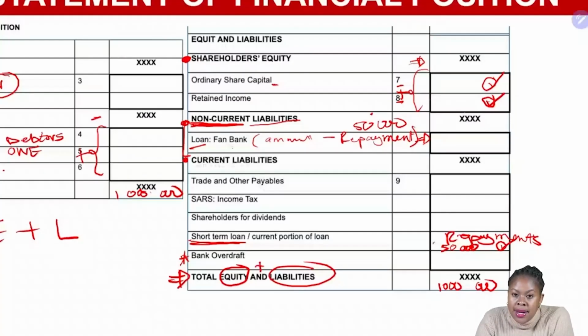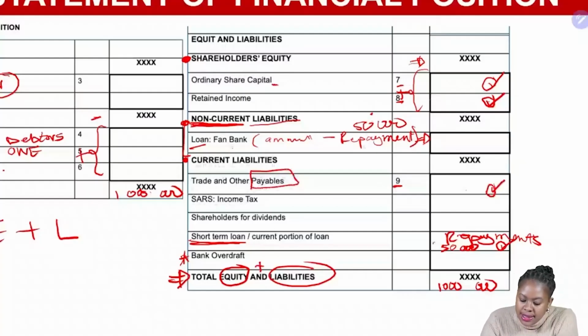Moving on to our trade and other payables. Our trade and other payables are the amounts that we are yet to pay. We have not yet paid it. That's why it's a liability. We owe that money and we have to pay it. So it has its particular note, and once you've calculated that note, you then take that amount and paste it over there, and that will award you your principal mark.